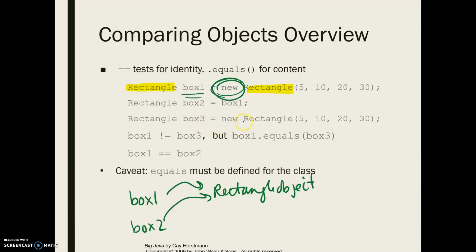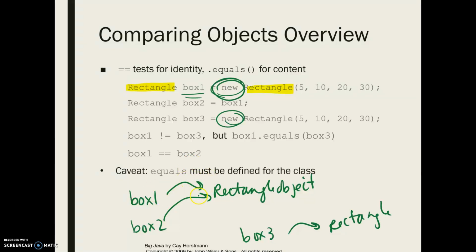Now down here, I make another new object. So now I have box 3, which is pointing to another rectangle object. So right now I have created 2 objects and I have created 3 references. And even though the values are exactly the same for both of those rectangles, we would not be able to say that box 1 and box 3 are equal because they actually point to different areas in memory. We could say that box 1 and box 2 are equal because they point to the same address.